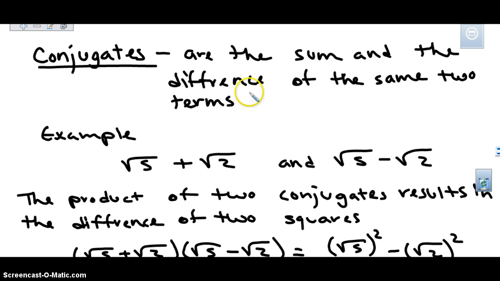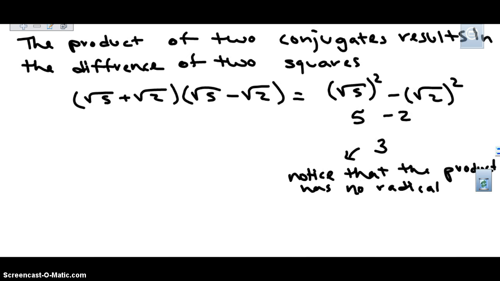Conjugates are the sum and the difference of the same two terms. For example, the square root of 5 plus the square root of 2 and the square root of 5 minus the square root of 2 are conjugates. The product of two conjugates results in the difference of two squares. For example, the product of the square root of 5 plus the square root of 2 times the square root of 5 minus the square root of 2 would equal 3. Notice that the product has no radical.